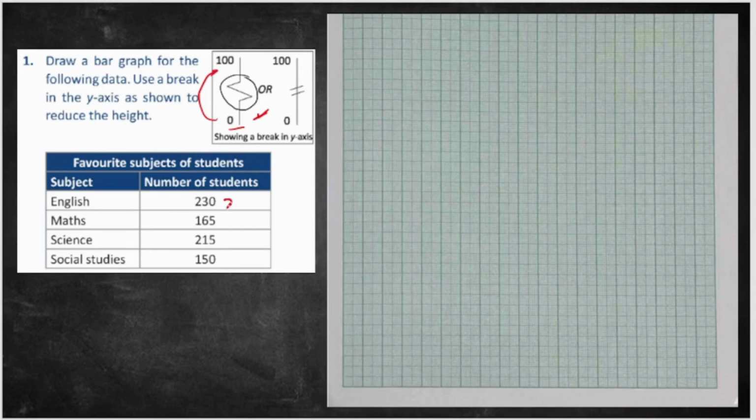If we see here, the number of students starts from 150 and goes till 230. So obviously we have to start from 140 if we are taking 1 centimeter as 10. Till 140 we don't require any number. It means we can use the kink sign.